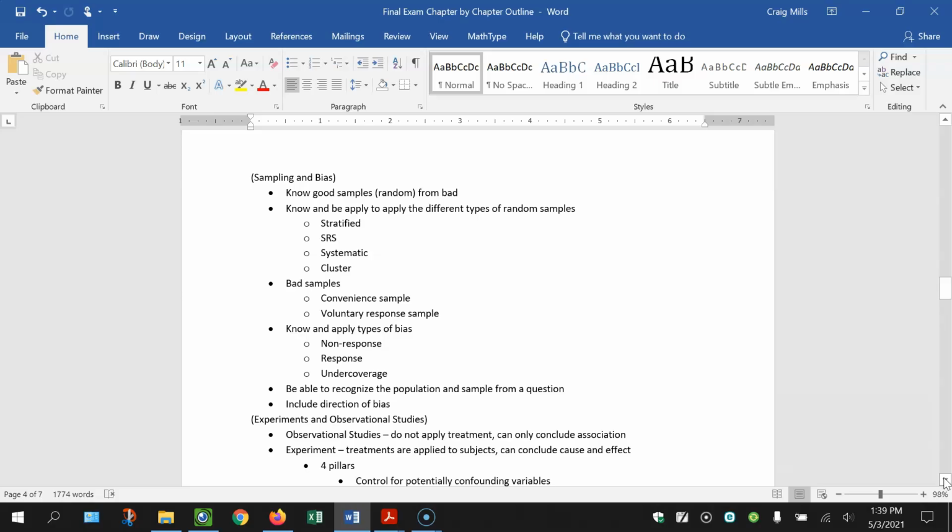Types of bias, non-response. This is similar to voluntary, but do not confuse the two. Voluntary, you choose to be in the sample. Non-response, you're chosen as part of the sample, so you didn't have a choice to be part of it. You were chosen to be part of the sample, and then you either A, did not respond, or B, they could not get a hold of you. That's non-response.